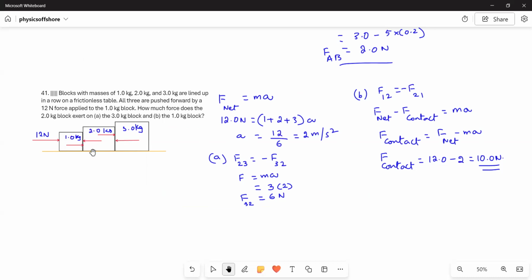Because I already told you, F12 is equal to minus F21. So the same amount of force, the 2 kg block is applying on the 1 kg block. So this is the answer. This is 6 newtons and 10 newtons are the answer for the question.